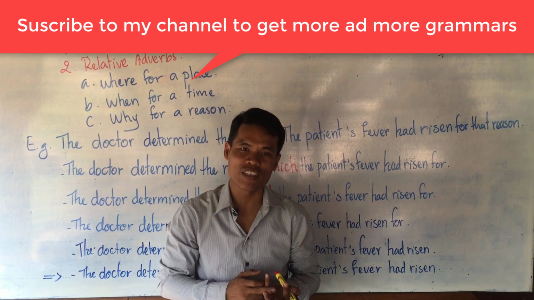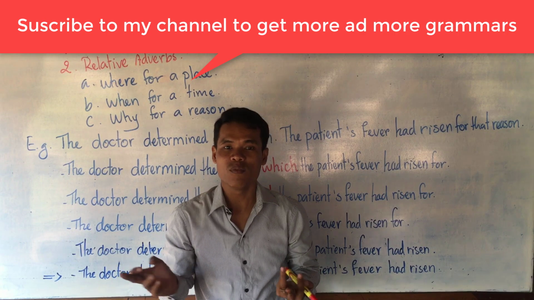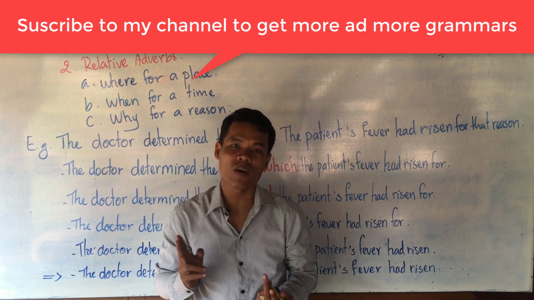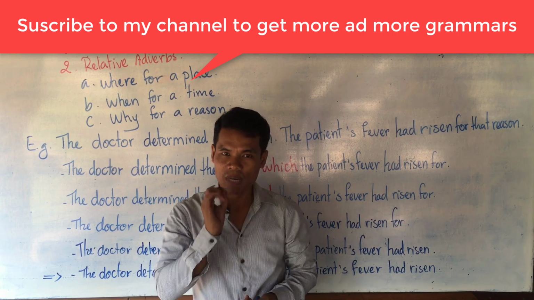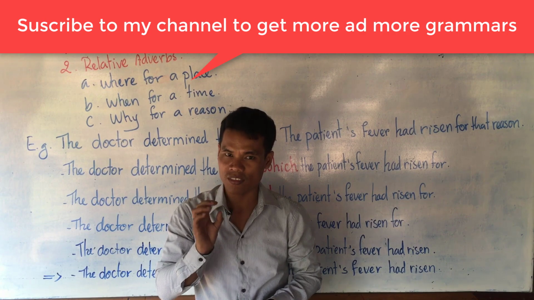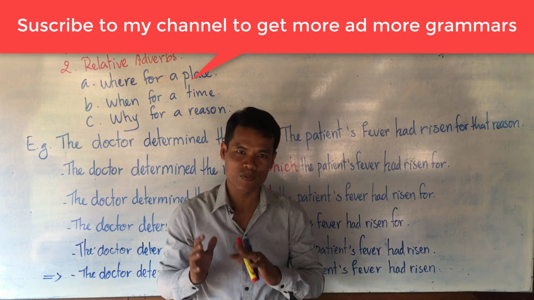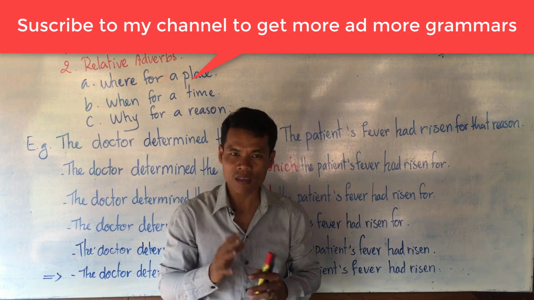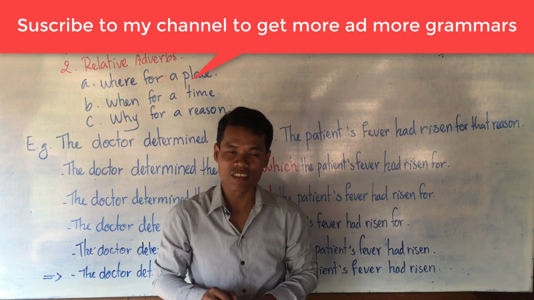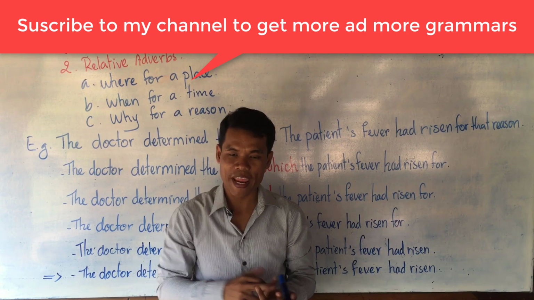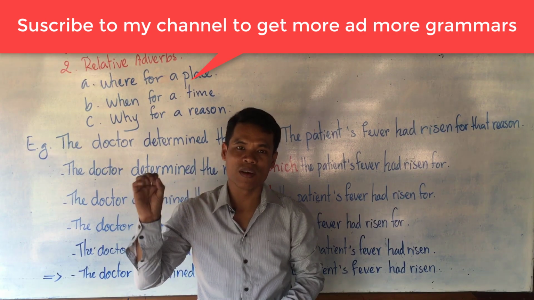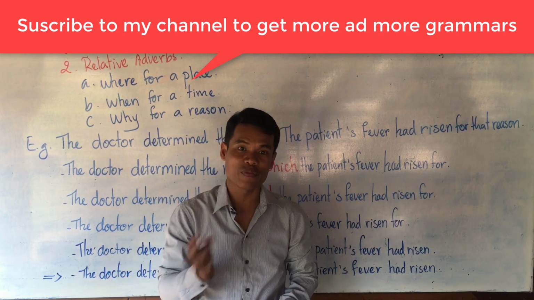As we know, where is used for a place, when is used for a time, and why is used for a reason. But bear in mind that relative adverbs, some books call relative pronouns as well. So it doesn't matter whichever name is used. The thing is that they are used in adjective clauses or relative clauses. Where, when, why can be used in both defining relative clauses and non-defining relative clauses.